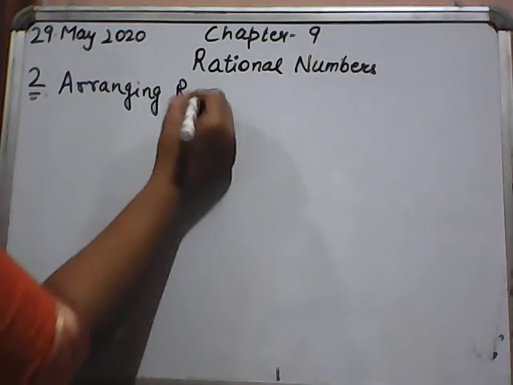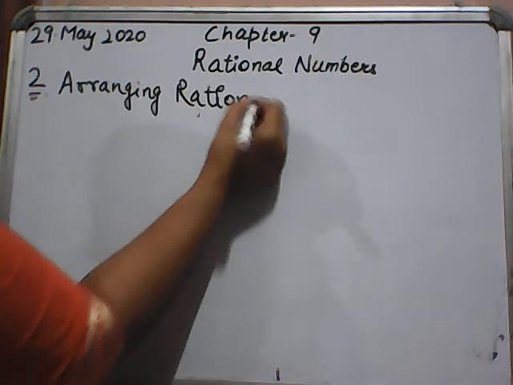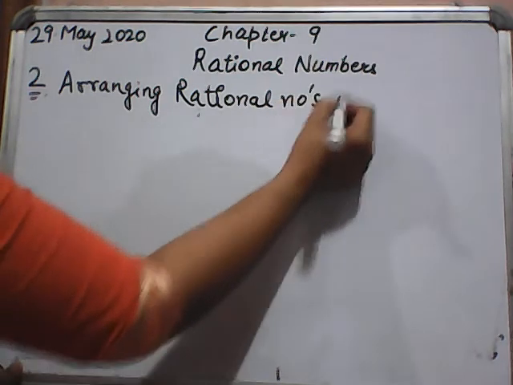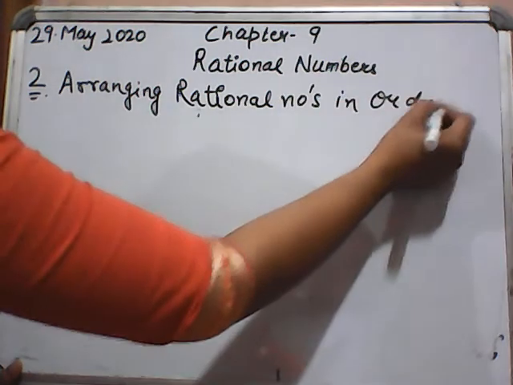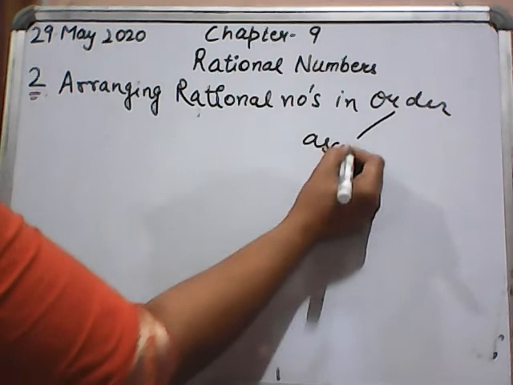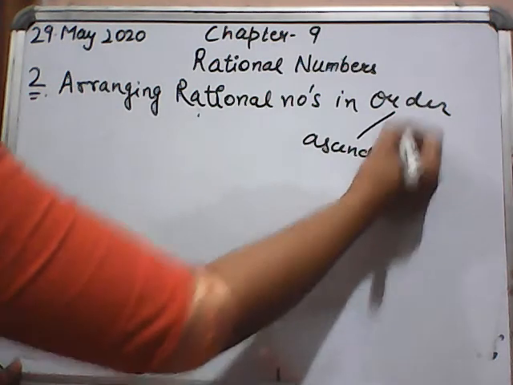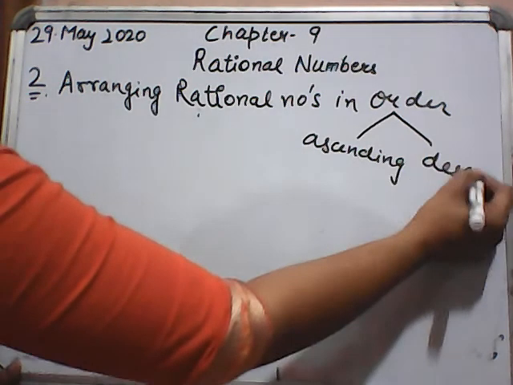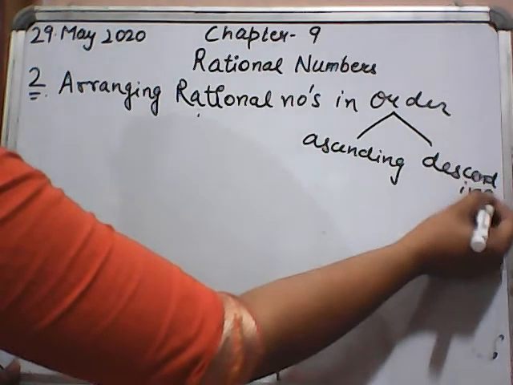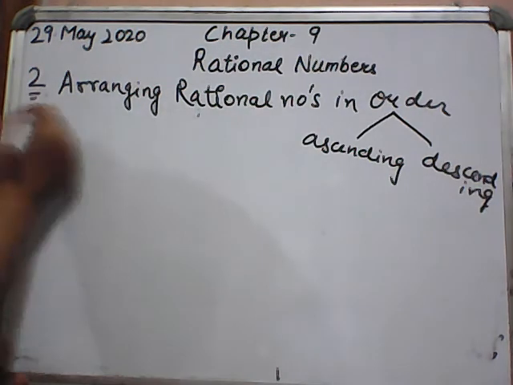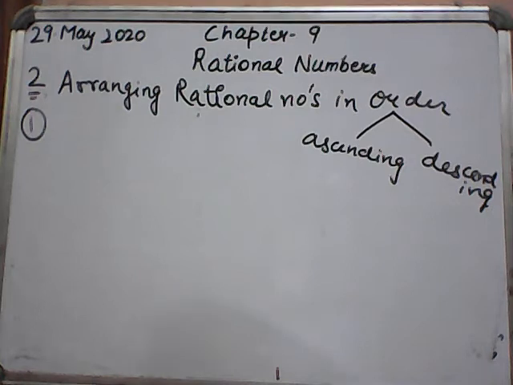Next topic is arranging rational numbers in order. Order means ascending order or descending order. You have to follow these steps. First one is, if the given rational number is not in standard form, you have to convert the rational number in standard form. What do you mean by standard form?